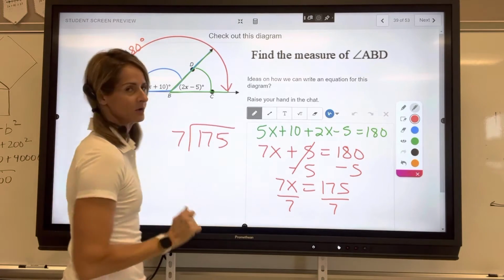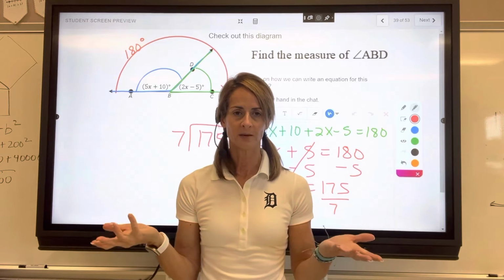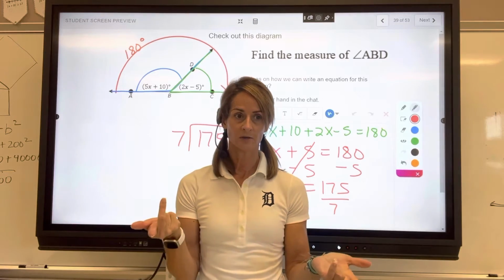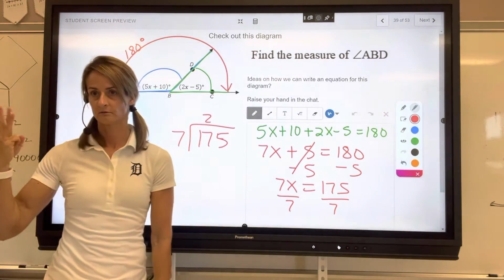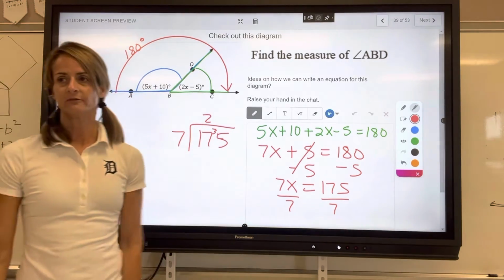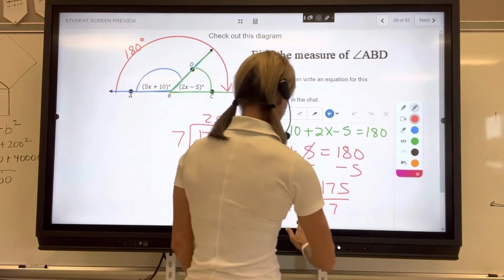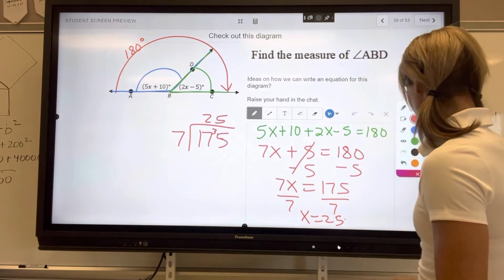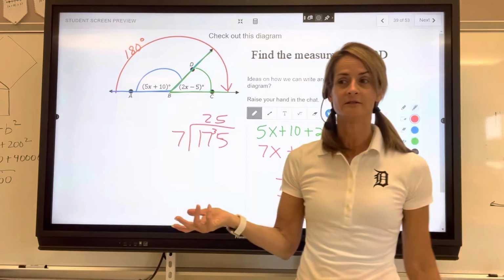How many times does 7 go into 17 evenly? Twice, because 2 times 7 is 14, right? With 3 left over. How many times does 7 go into 35? Done. X is 25. And we didn't even use a calculator. Okay, are we finished? X is 25. We're done.